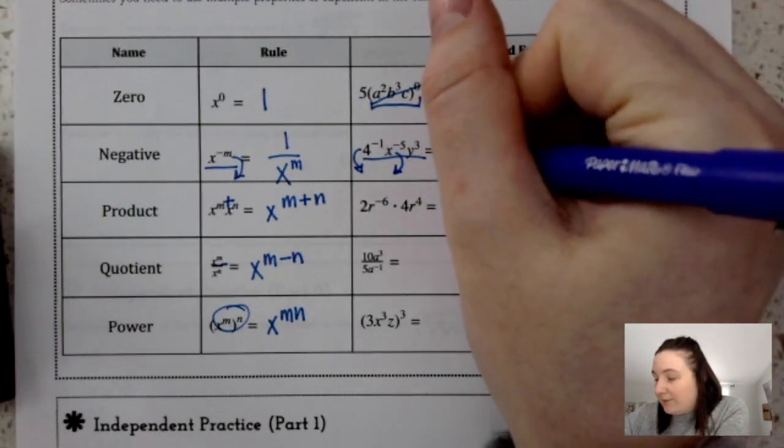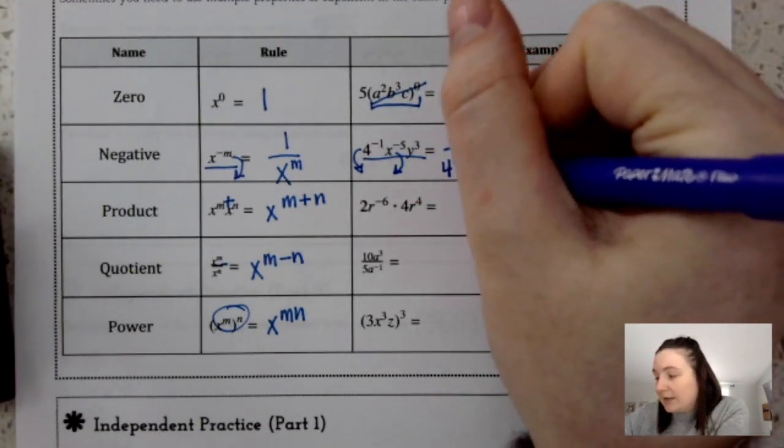And then on the bottom, we would have 4 to the positive 1 and x to the positive 5.